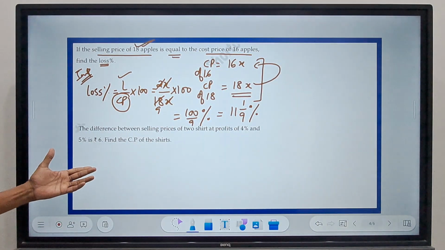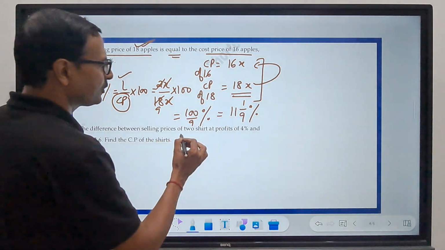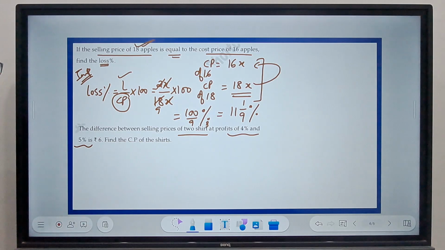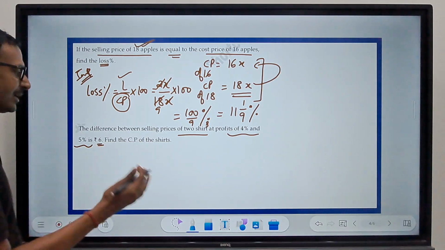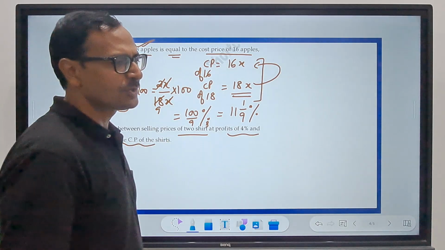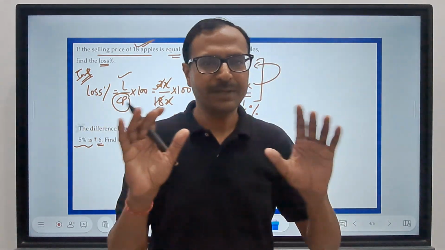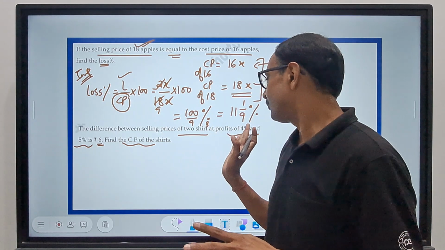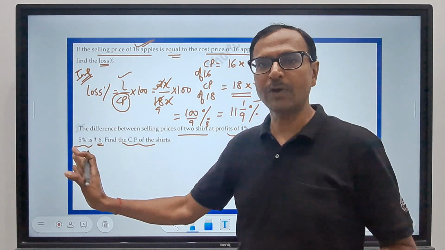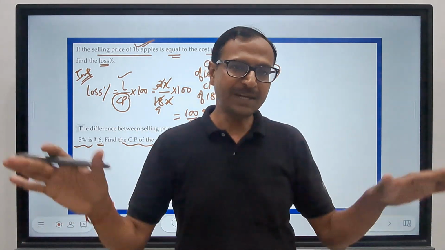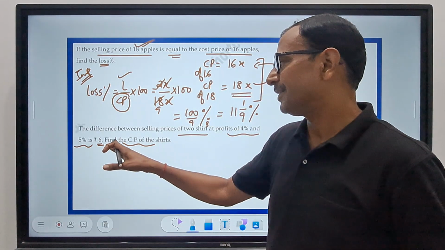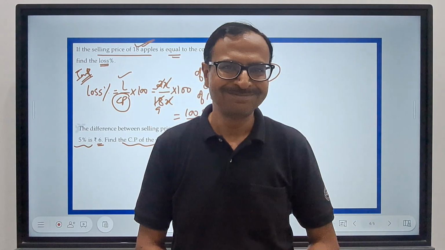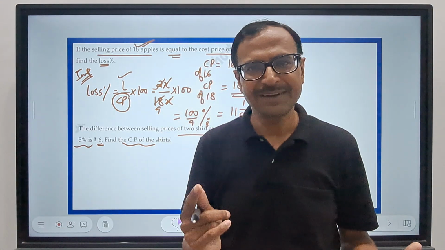Question number 4. The difference between the selling prices of two shirts, at profits of 4% and 5%, is rupees 6. Again, a tactical question, find the cost price of the shirt. So there are two identical shirts, the cost price is the same for both. One of them is sold for 4% profit and the other one for 5% profit. The difference between the selling prices is rupees 6. Now just process the question in your mind, you will have the answer. If you start assuming x here, it's going to be trouble.